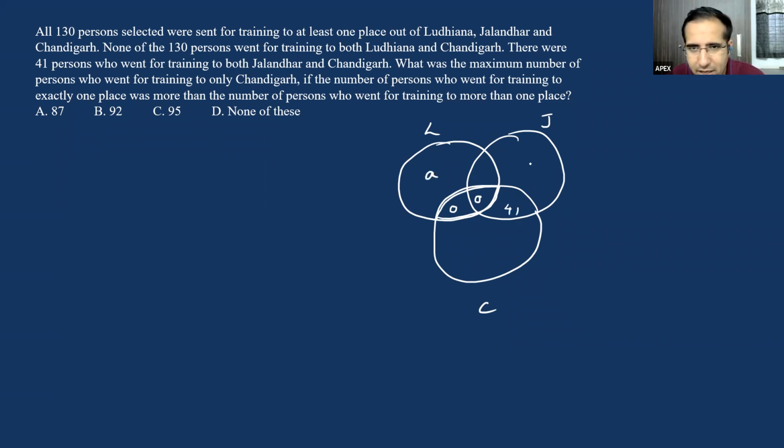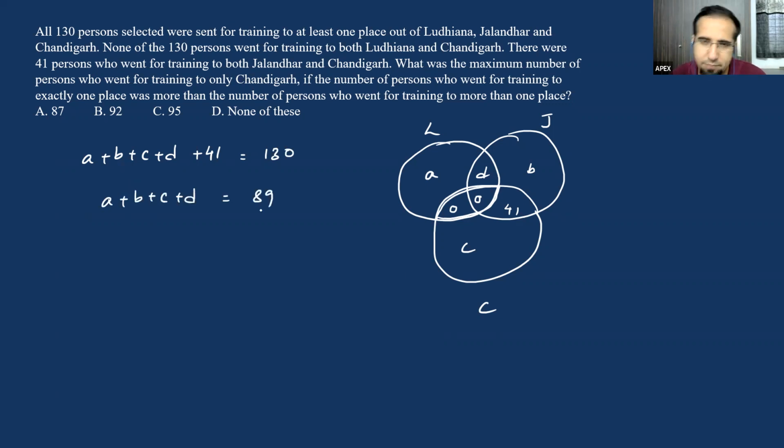So let me write this as A, B, C, and D. So what do we have here, guys? We have A plus B plus C plus D plus 41 is equal to 130, or A plus B plus C plus D is equal to 80. Right now, the question is asking what is the maximum number of people who went to Chandigarh? I want to maximize this.